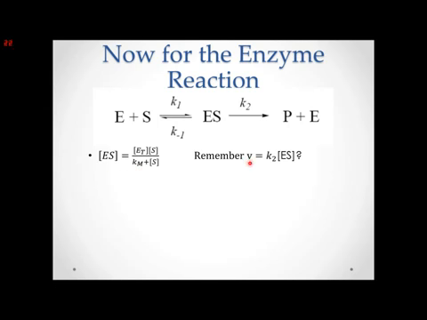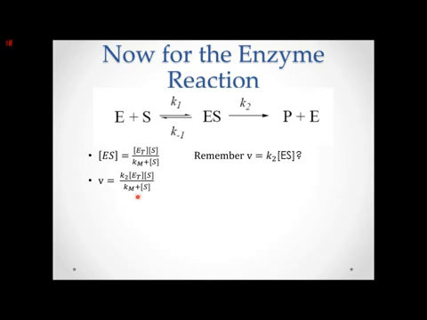Remember that the velocity of the formation of the product equals K2 times ES, because ES is the precursor, K2 is the rate constant, and that's how fast it's forming P. Well, we have ES right here solved for. Let's put this ES into here and see what we get. This is what we get. The velocity at a certain point in time of the formation of the product is equal to K2 times ET times S over Km plus S.